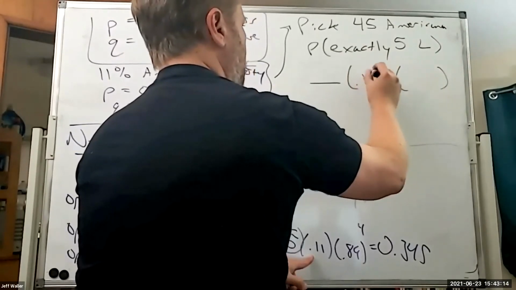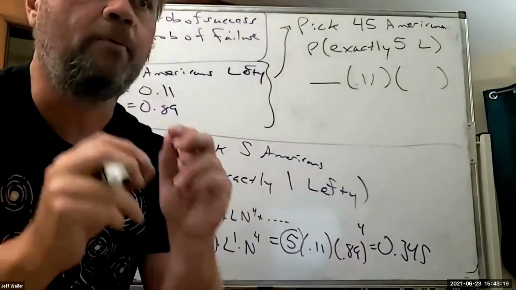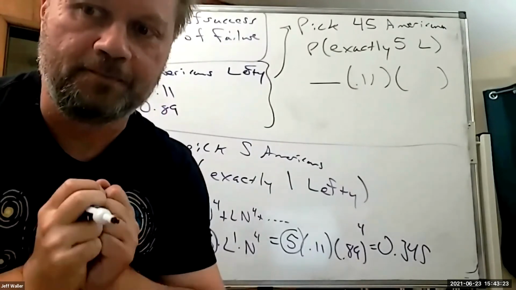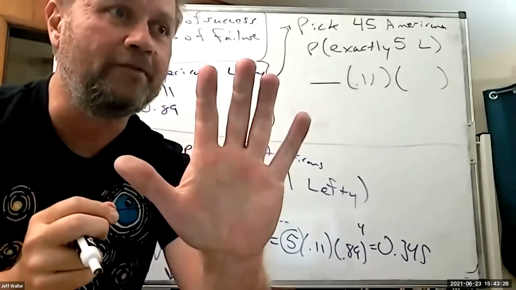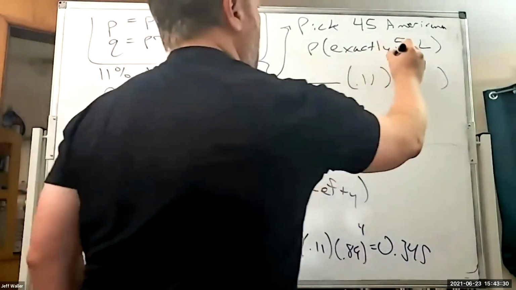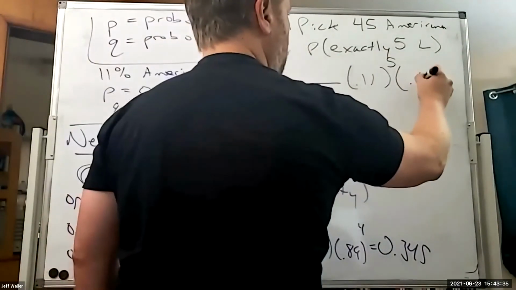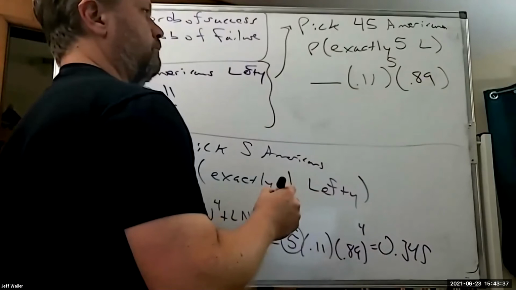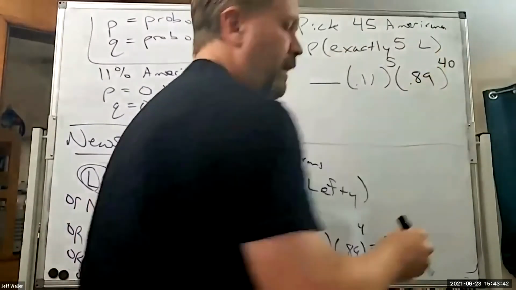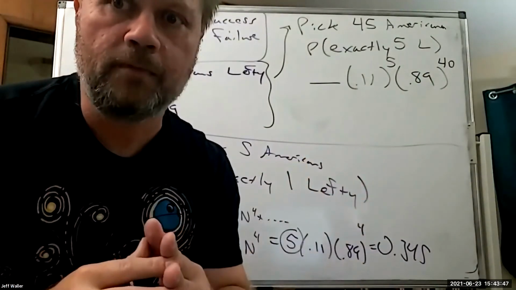How many 0.11s do I want? What's the exponent going to be on 0.11? That's a left-handed person, right? So how many of them do I want? 5. Doesn't the problem say you want 5 left-handed people? So I want 5 of these. How many of these do I want? 40, because I have 45 people. So what do the exponents always have to add up to? The total number of people.